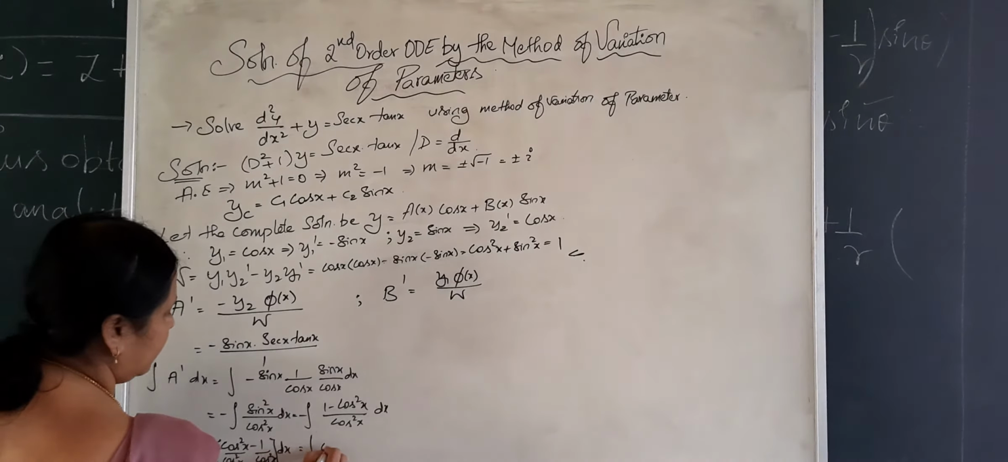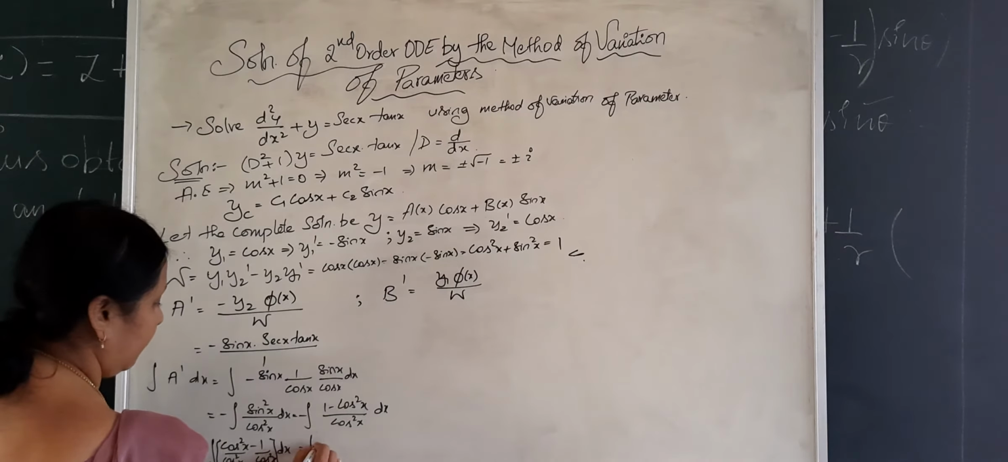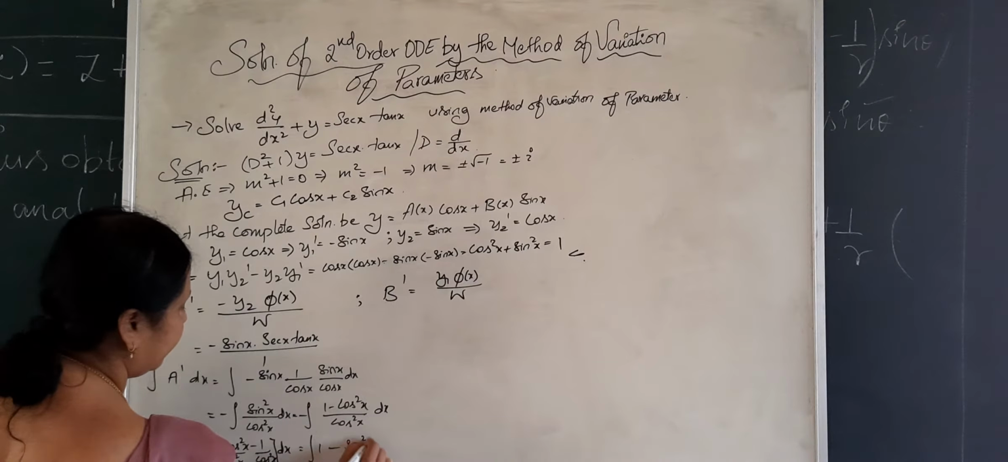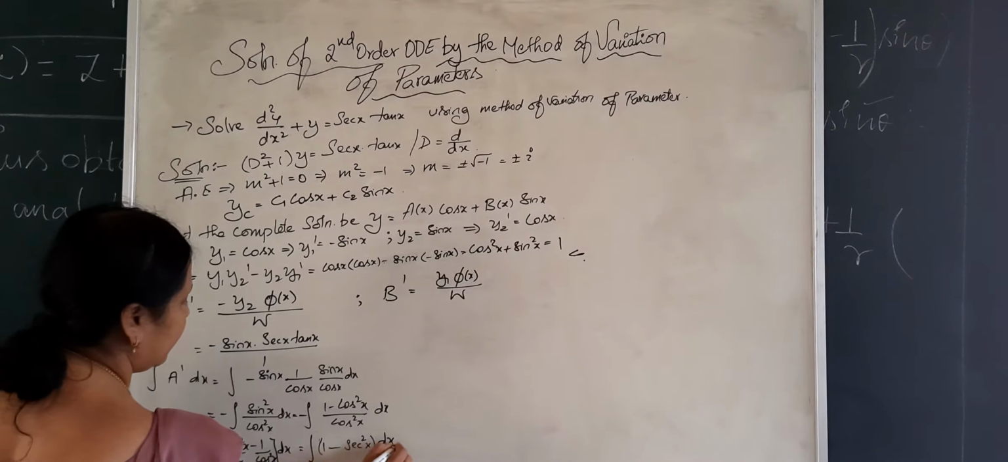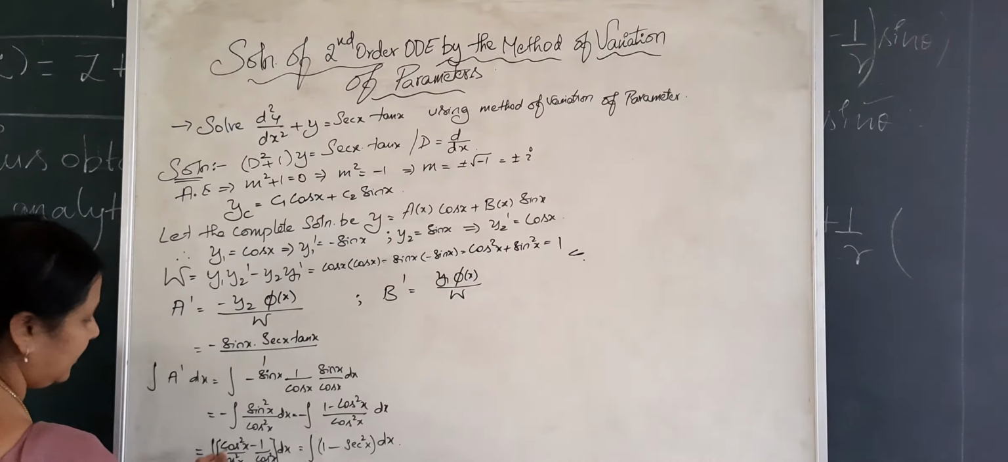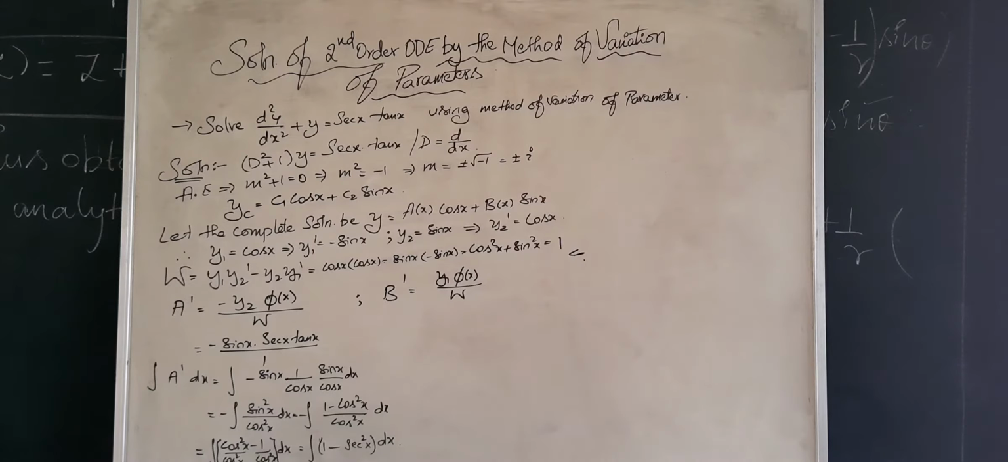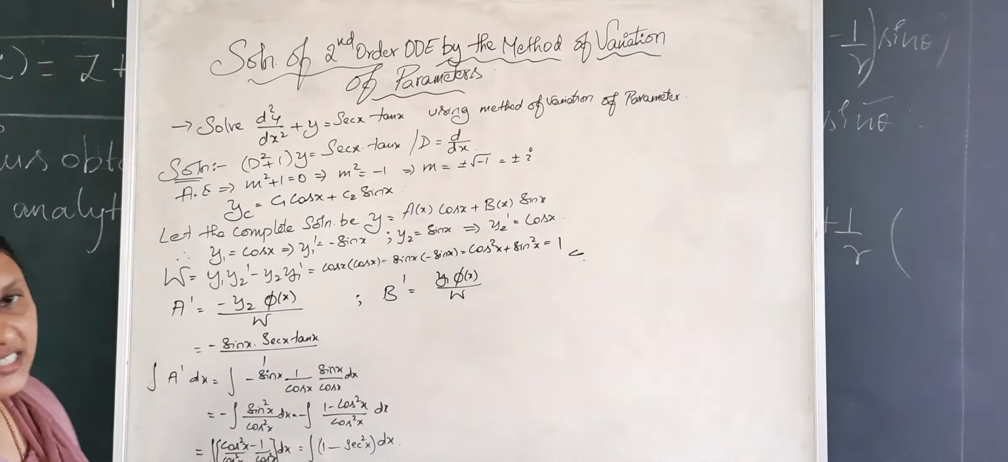So we get 1 here, minus 1 by cos square x is secant square x. And guys, what is 1 minus secant square x? We don't have any formula. So what we can do here, we can directly go ahead and find the integral of this particular 1 minus secant square x.